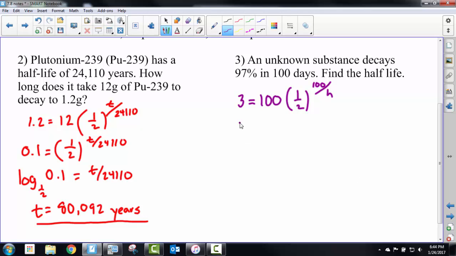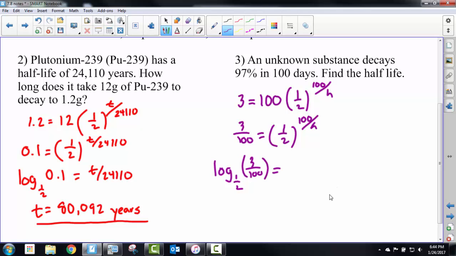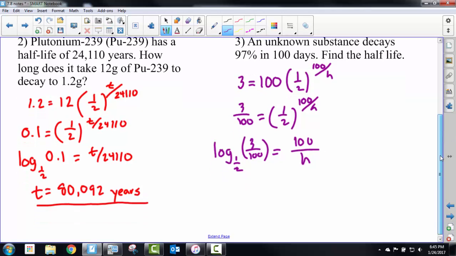All right, so I'm going to start by doing this, divide by 100. And we've seen this before. We basically have to get our exponent by itself. We cannot have other stuff hanging out over here. But now we're ready to undo our exponent with a logarithm. So we're going to do log base 1/2 of 3/100ths equals 100 over h.